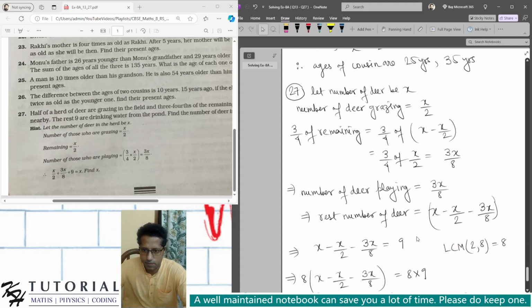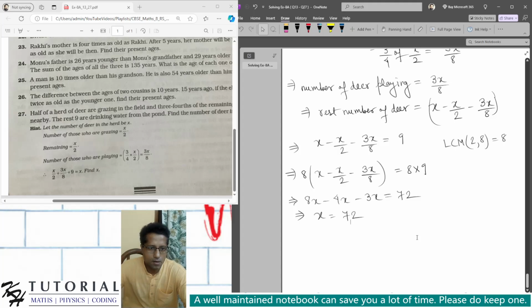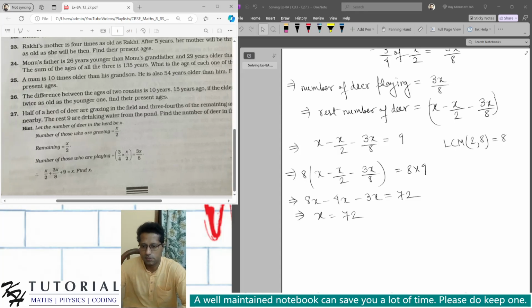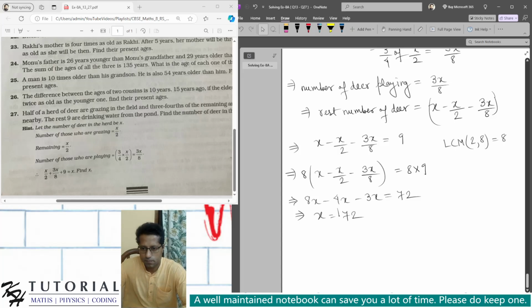And what was x? Let the number of deer be x. So we find the number of deer in the herd. It is 72. The number of deer in the herd is 72.